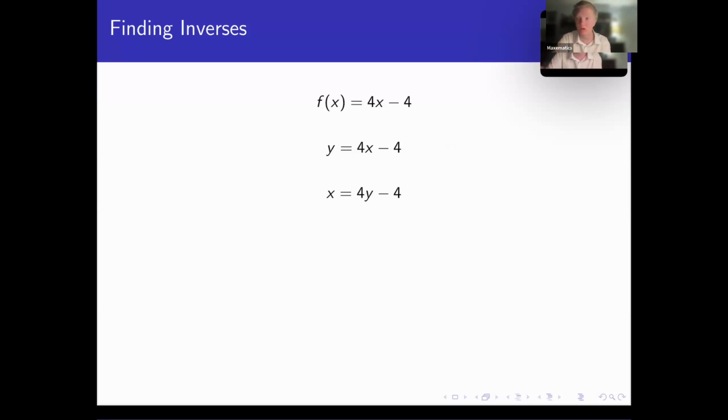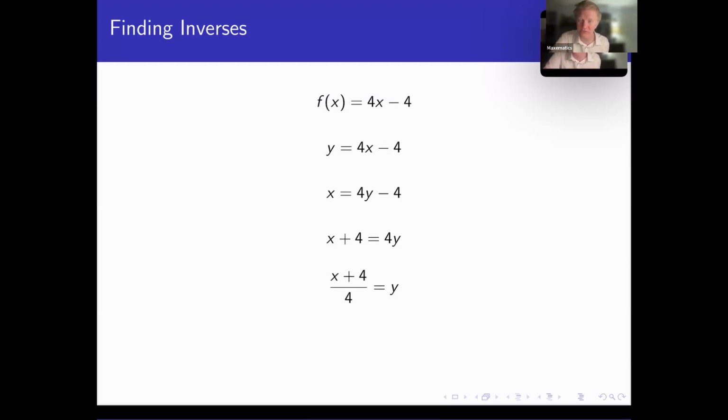Step 3 is going to be your longest step every time. Step 3 says solve for y. We want to get this y by itself. How do we do that? We can add 4 to both sides. We can divide both sides by 4. And look at that, we got y equals.